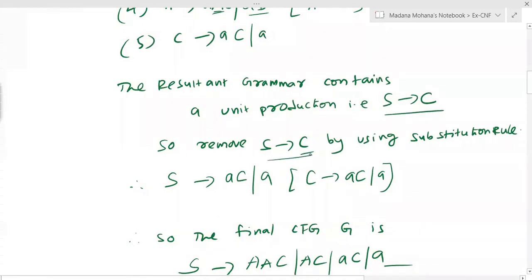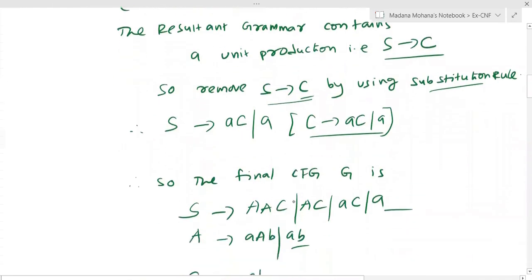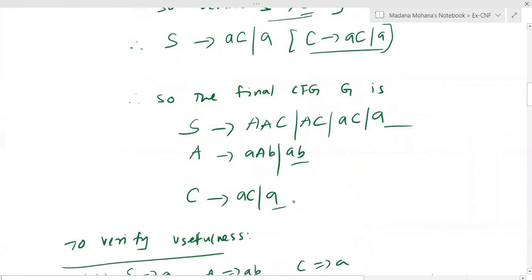So remove S derives C by using the substitution rule. That means the C productions you can substitute in place of the single C. Now S becomes S derives AC or A. Why? Because we substituted C as AC or A. Now the final CFG after removing unit productions: only S derives C is substituted, the remaining are all the same as above. Now this is the resultant grammar.